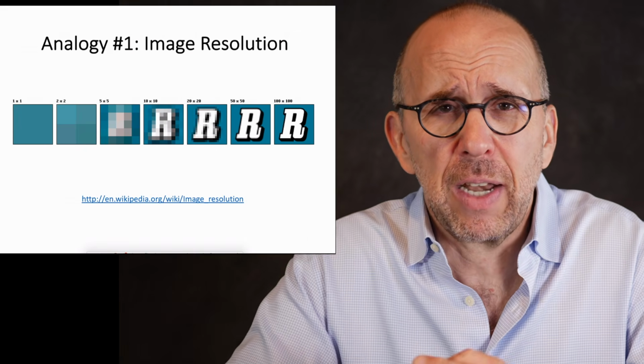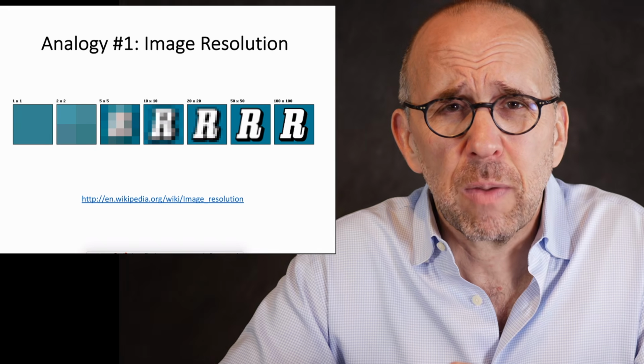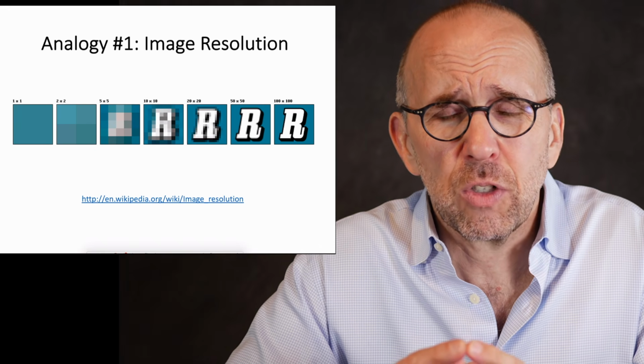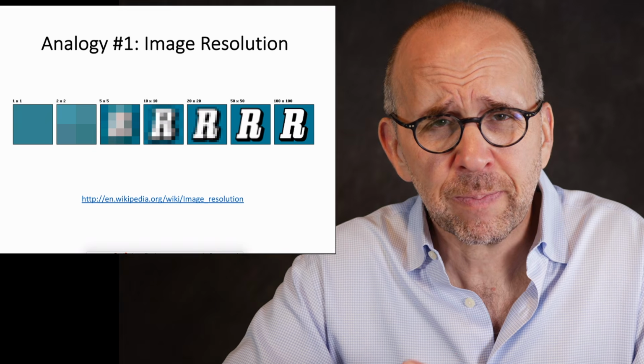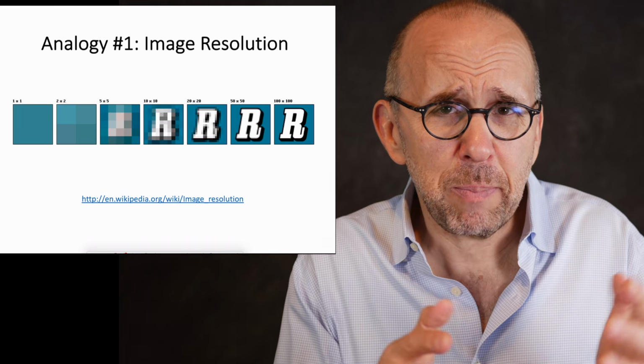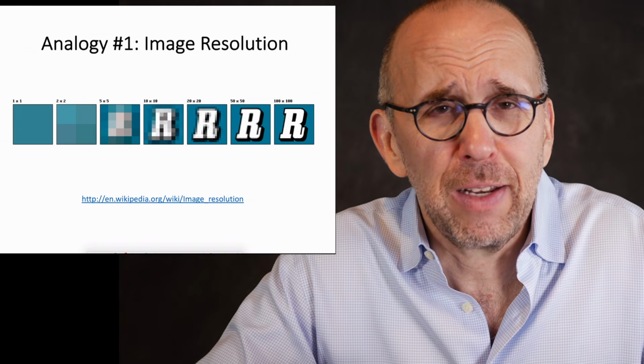I want to give you a couple of analogies for thinking about cognitive complexity. The first one is image resolution. This comes from the Wikipedia page on image resolution. And on the left, you have a 1-pixel image. Well, first, let me say something about image resolution.